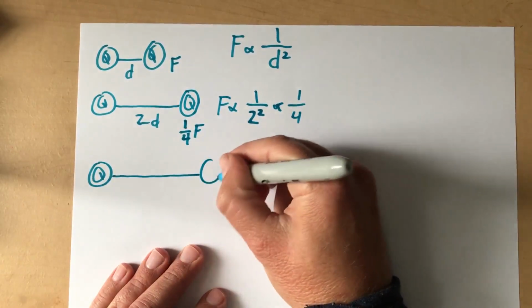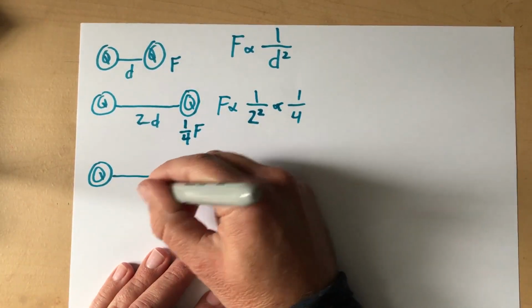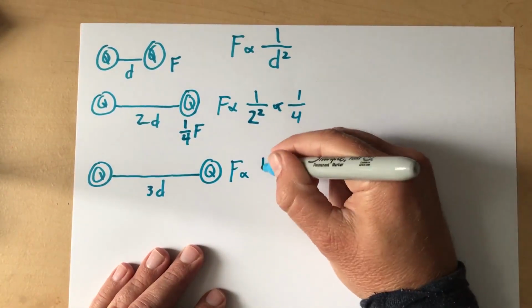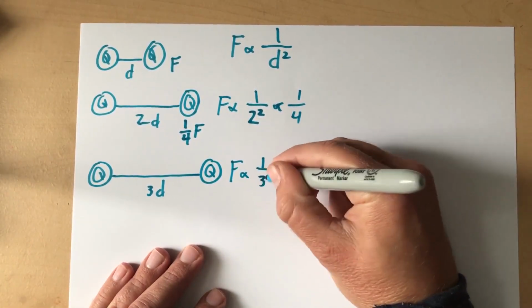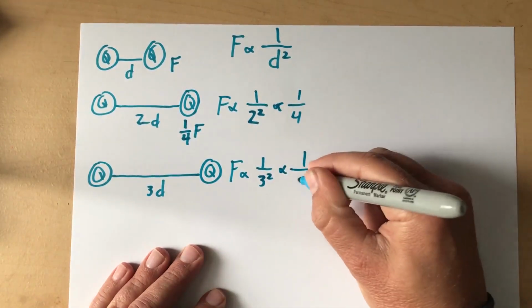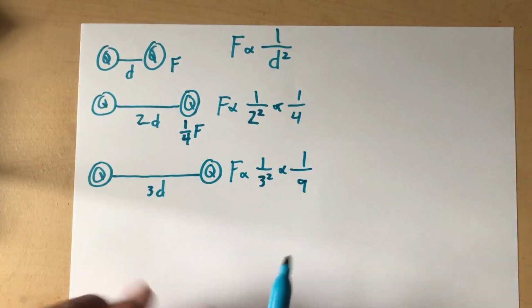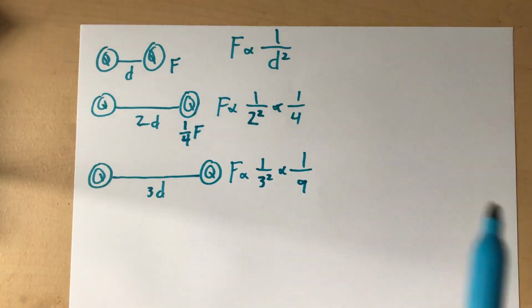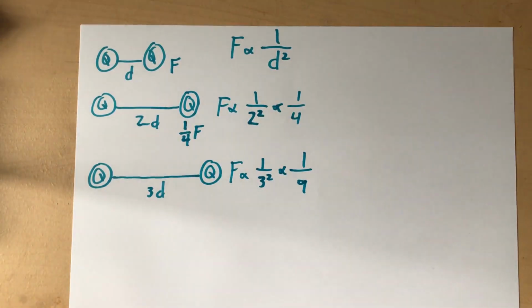If instead, I think you can see pretty quickly, we move the distance out to 3 times the distance, once again, force is proportional to 1 over the distance squared. So we'll triple the distance, but we'll square it. So we would have 1/9 the force. So tripling the distance cuts it to 1/9. If you quadrupled the distance, it would be 1/16. If you quintupled the distance, it would be 1/25.